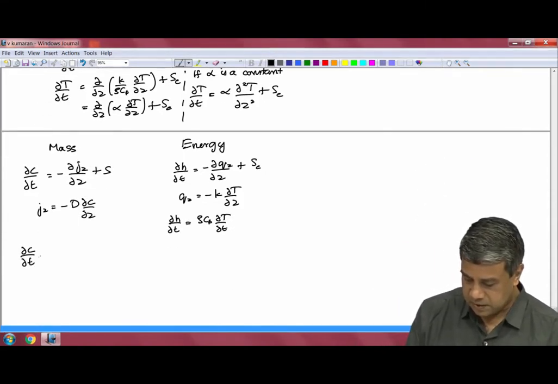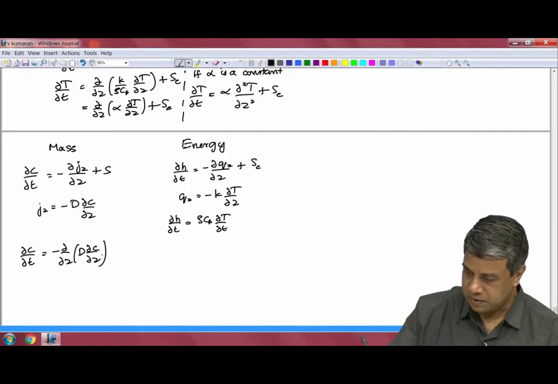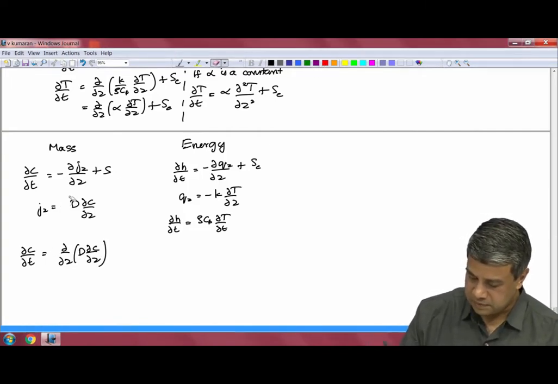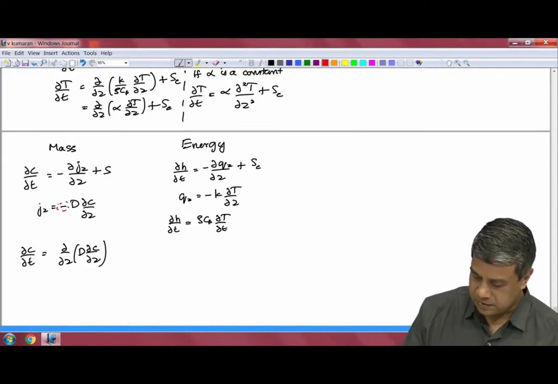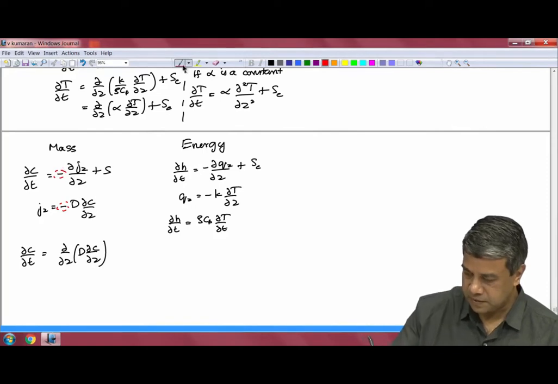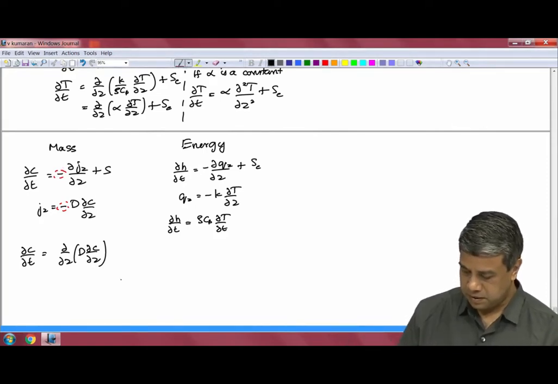Partial C by partial t is equal to minus... there should be no minus sign here because there are two minus signs in each of these equations, and they will multiply to give you a positive sign.